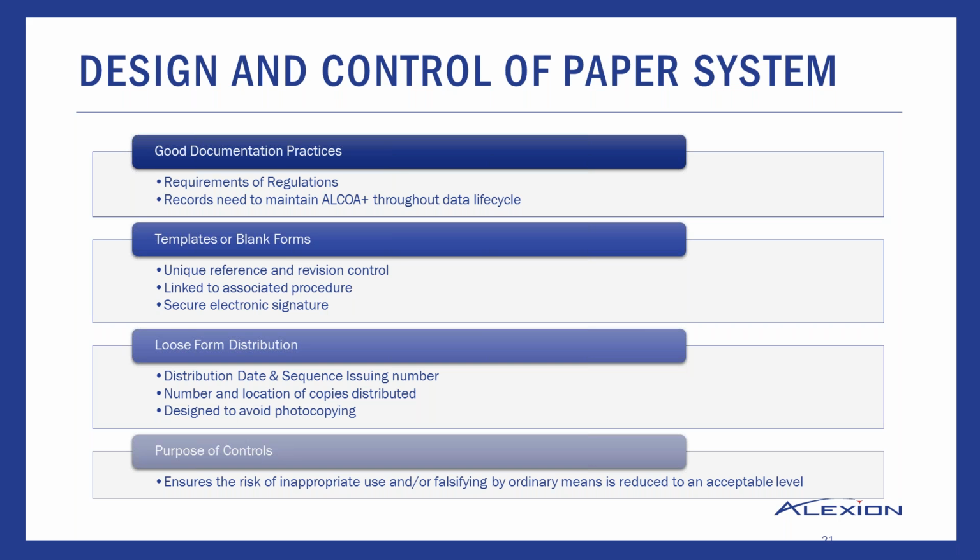Loose form distribution, which is kind of tied into some electronic document management systems. They should really have a distribution date and sequence issuing number, and the number and location of copies distributed should be known. And that's really designed, I believe, from the PICS document to avoid photocopying. And I guess this is one of the requirements of electronic systems: they should really meet the requirements of paper, and this has been lost on electronic documentation systems in particular. Everybody can just print out a page or a form, and that distribution aspect, which when you brought it back to paper would have to be issued typically by the quality unit, and it was always big trouble if it went missing. That aspect is going to be completely lost, and I think this is trying to redress that.